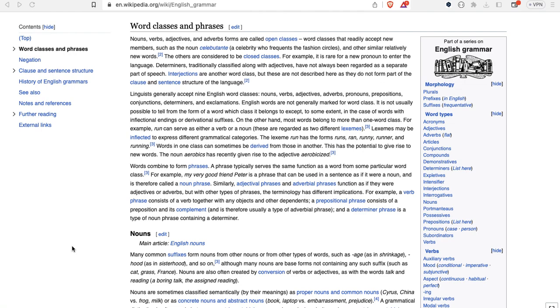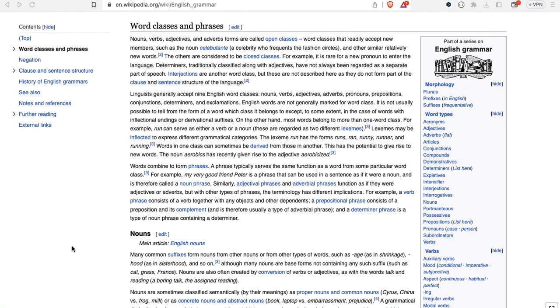Lexemes may be inflected to express different grammatical categories. The lexeme run has the forms runs, ran, and running. Words in one class can sometimes be derived from those in another. This has the potential to give rise to new words. The noun aerobics has recently given rise to the adjective aerobicized.